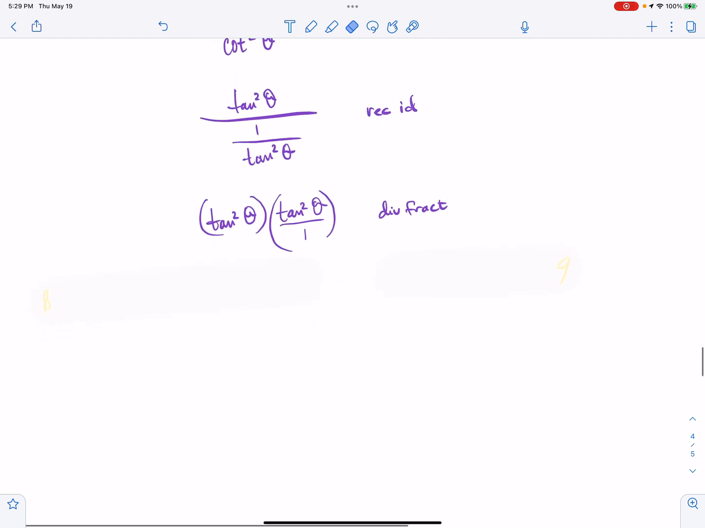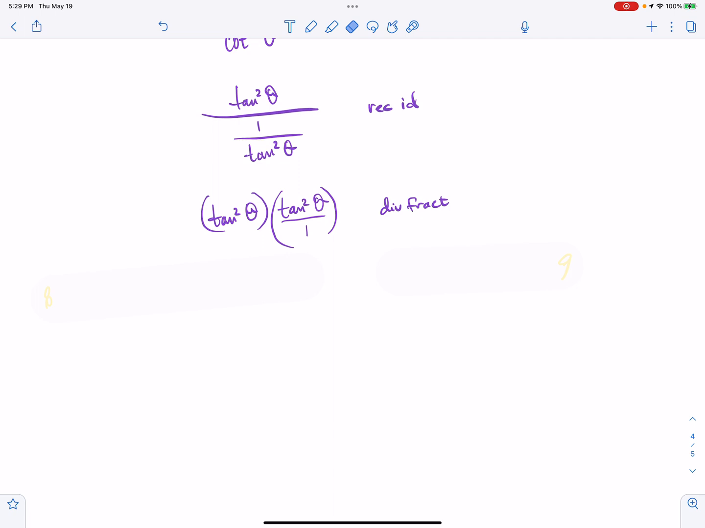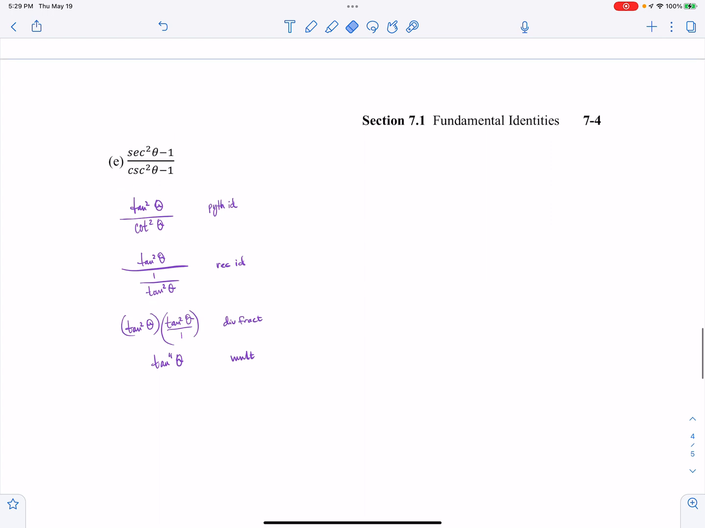And then tangent squared times tangent squared is the same thing as tangent to the 4th power. And that's just done by multiplication. All right, and that wraps up this particular video and this section 7.1.